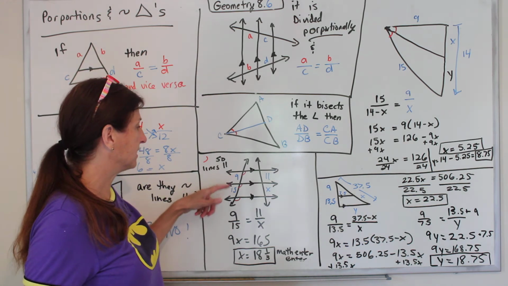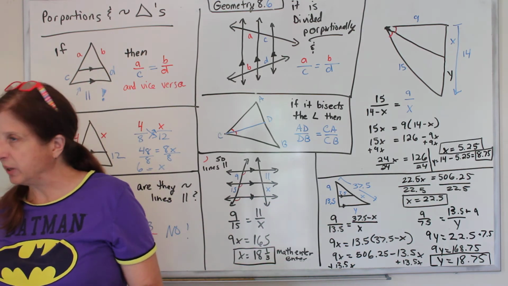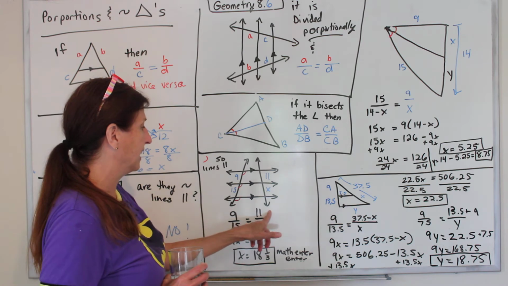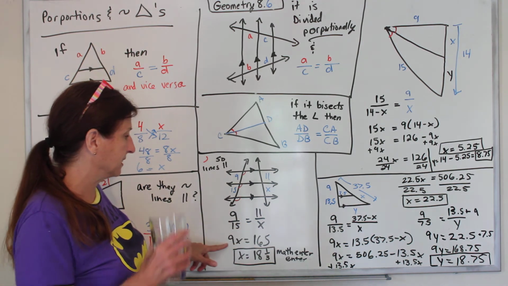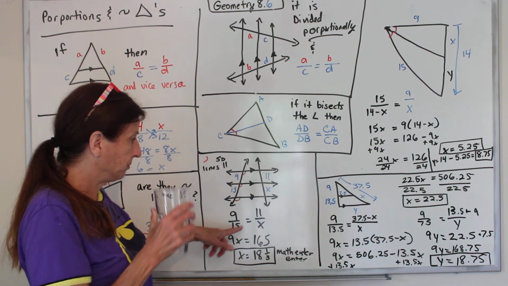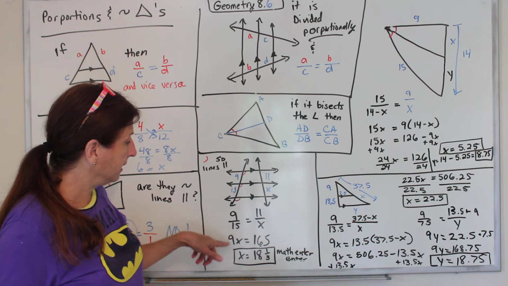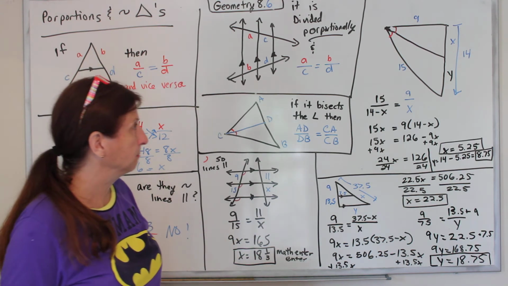We're told that this section's 9, this one's 15, this one's 11, and this one's x, and we need to solve for x. So we say 9 is to 15 as 11 is to x. Cross multiply, 9 times x is 9x. 15 times 11 is 165. 165 divided by 9 is 18 1/3.